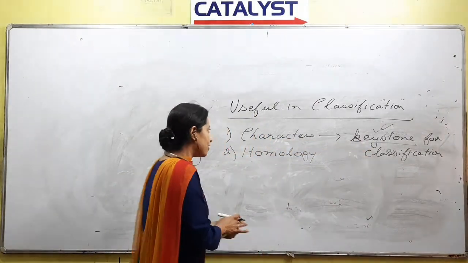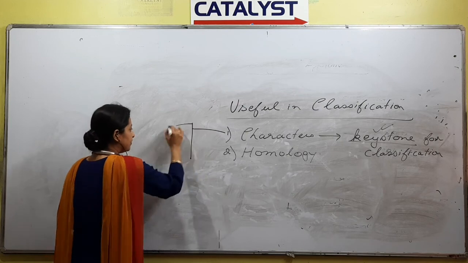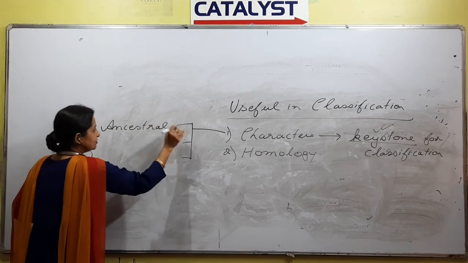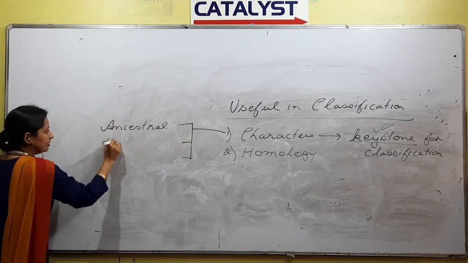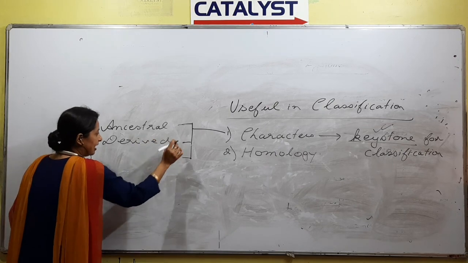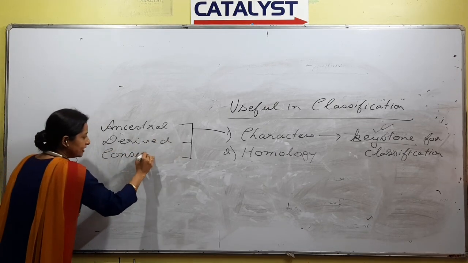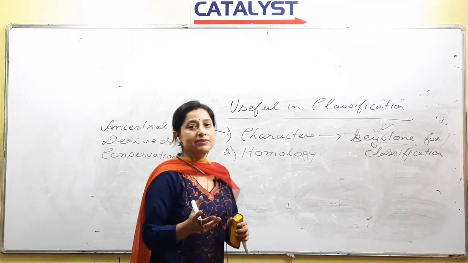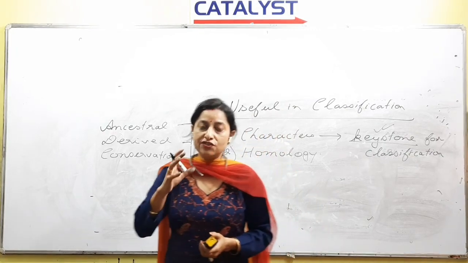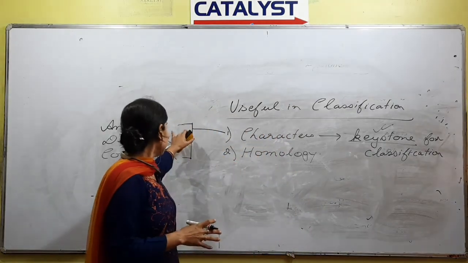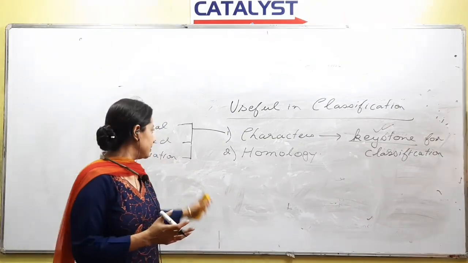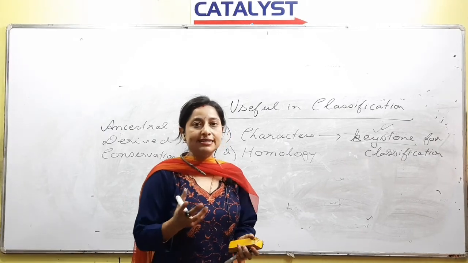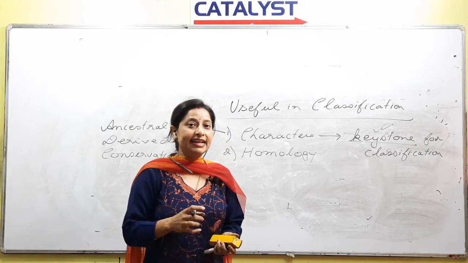Talking about characters, there might be three types of characters. Some are ancestral characters, some we call derived characters, and some we call conservative characters. So for any organism that I study, I study its characters, and characters have been classified under three categories, that is ancestral, derived or conservative. Now what we understand by ancestral is that some characters are present in the organism from the time of birth, and that is what is called ancestral characters.